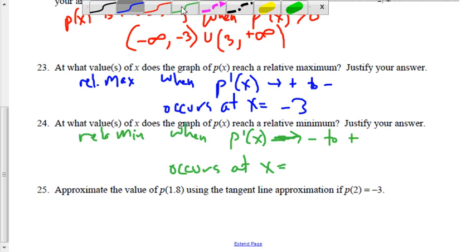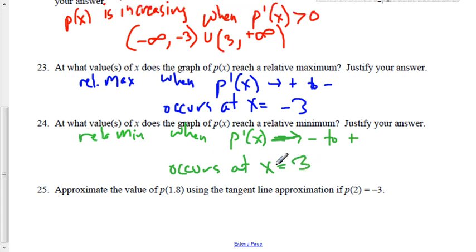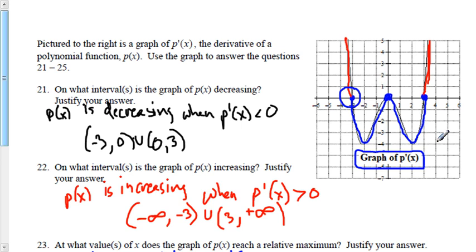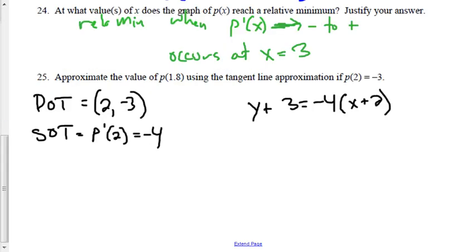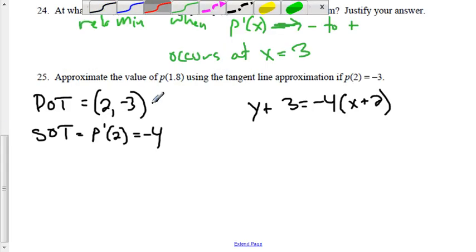The second to last question here, when does a relative min occur? It occurs when the derivative changes from negative to positive. So this is going to occur at x equals +3. Once again, let's go look. Here's the derivative. It's negative. Down here, it crosses through 0 and goes to positive. Okay, the last question here.